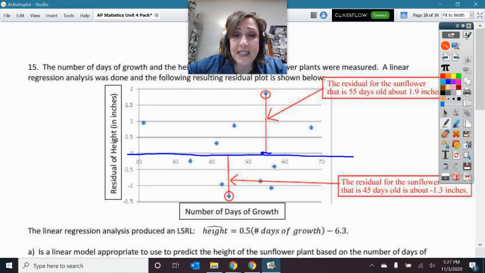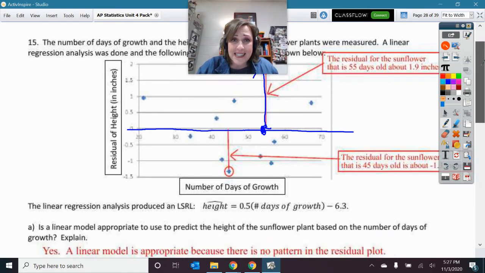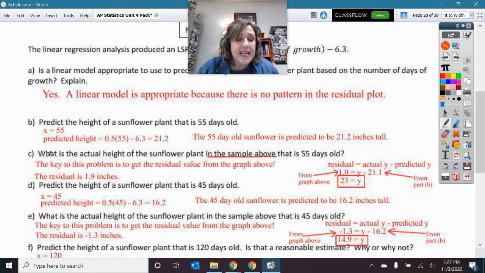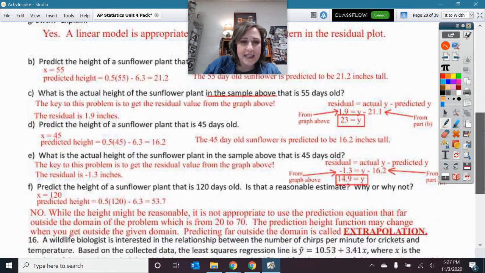So here's what it was predicted to be, which is what? What did we figure out? 21.2. So this represents 21.2 height. Well, the actual is about 1.9 above that. So that's how I can say what the actual is. The key to this problem is finding the residual in the graph above. So there you go. So 21.2. So it's about 22.9 or 23. I didn't put that correctly.